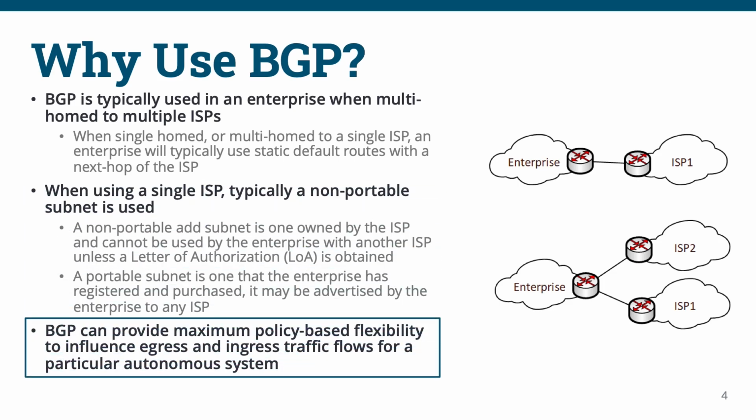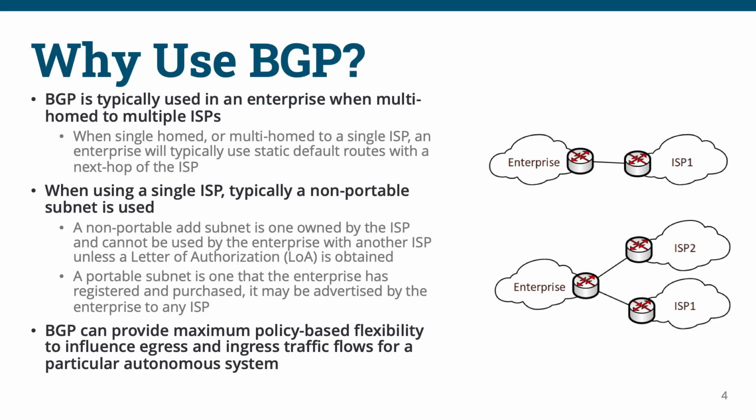BGP is used because it provides the maximum policy-based flexibility to influence both ingress and egress traffic flows for a particular autonomous system. Using the attributes available for BGP, one can influence how the inbound traffic flows into the enterprise.